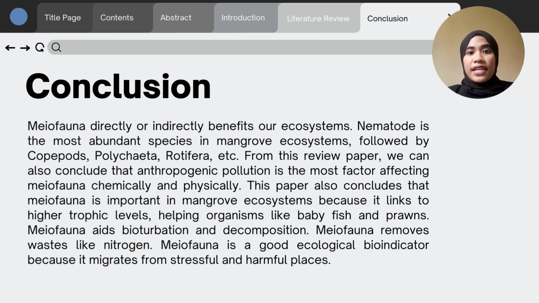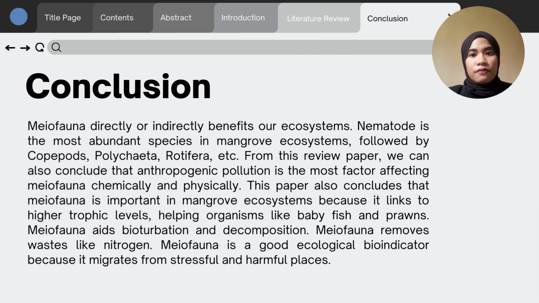As a conclusion, we can say meiofauna help our ecosystem. Nematodes, copepods, Polychaeta, Rotifera, and others are the most abundant species in the mangrove ecosystem. This review paper also concludes that anthropogenic pollution affects meiofauna chemically and physically. Meiofauna are important for the mangrove ecosystem because they help baby fish and prawns.